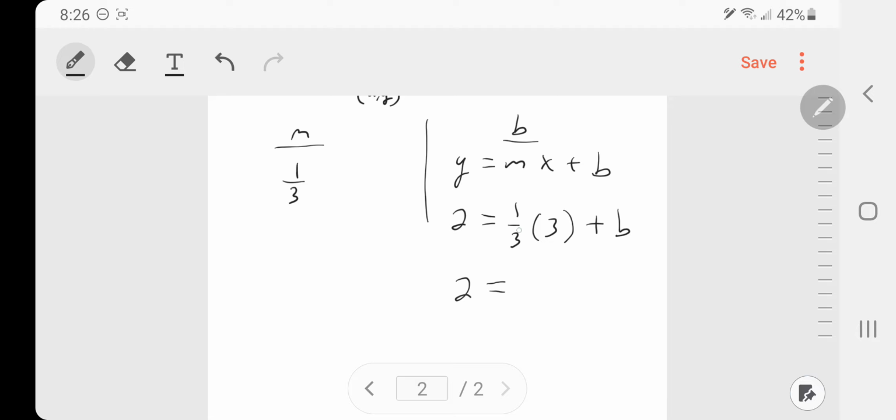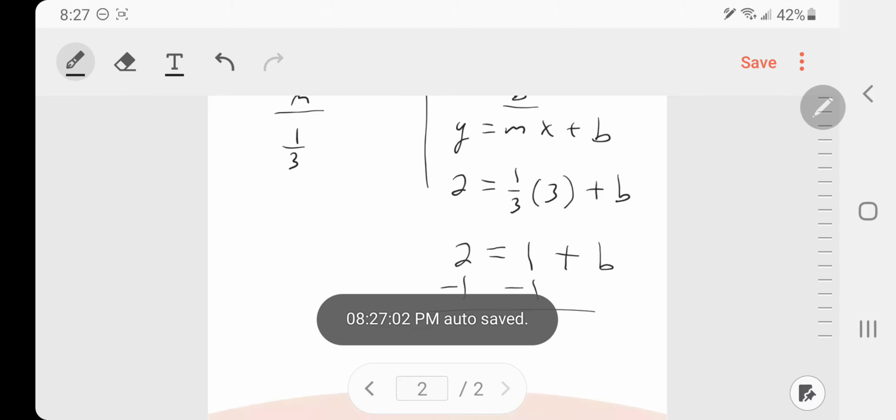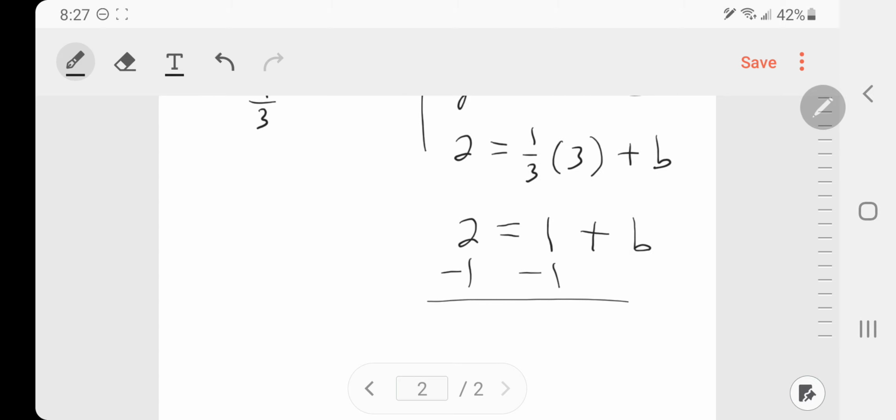So 2 equals, what's 1/3 times 3? It's going to be 1. Now, a little trick to this, for those that don't know, you can just multiply the top numbers together and then divide by the bottom number. So 3 times 1 is 3, divided by 3, that gives you 1. Or in this case, because of the same number, you could also just cancel that out. That does not always happen, though, so it is good to know the other trick. Plus b. And then subtract 1 on both sides. That cancels out, and we get b equals 1.